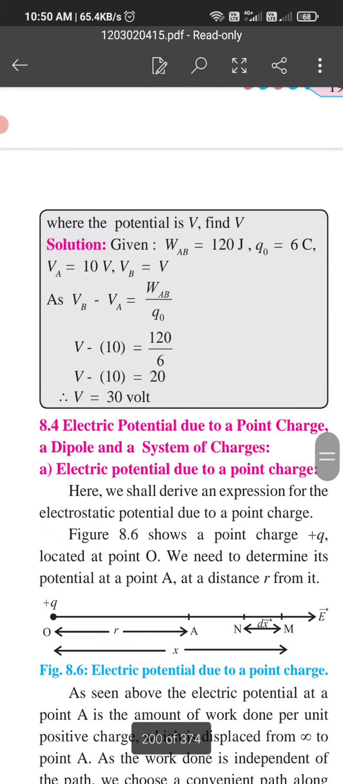Next point, electric potential due to a point charge, a dipole and a system of charges. First, electric potential due to a point charge. As seen in the figure, plus Q is a charge located at point O. R is the distance between the point O and A from the origin.